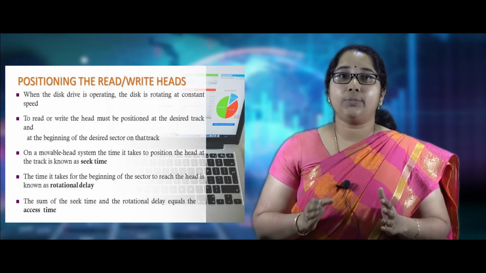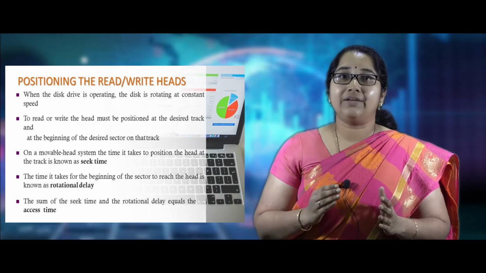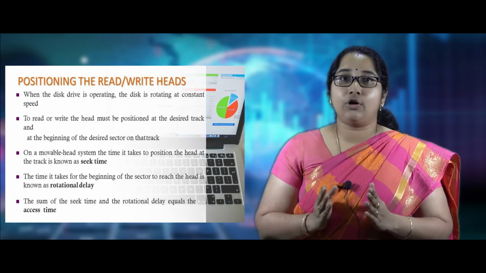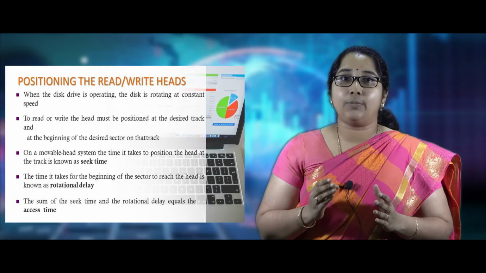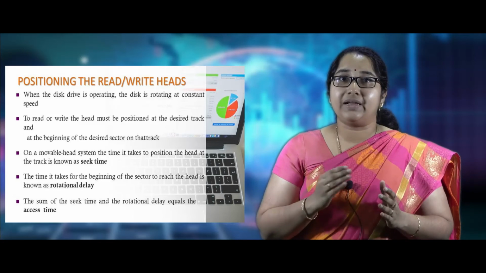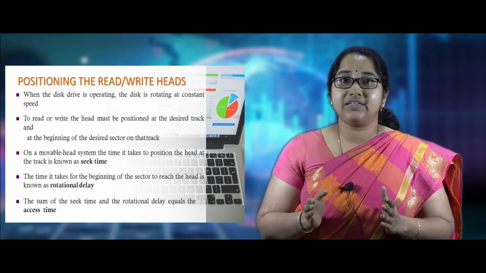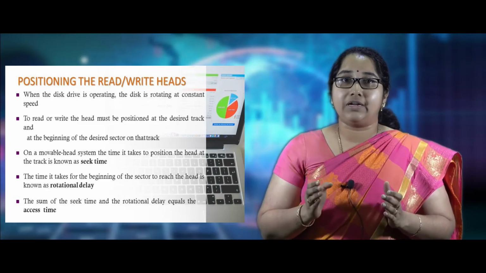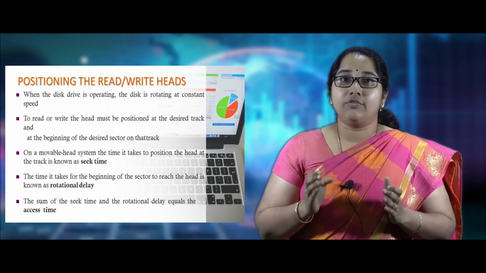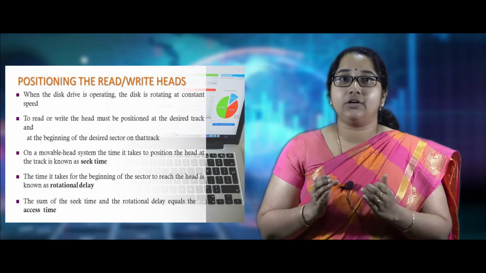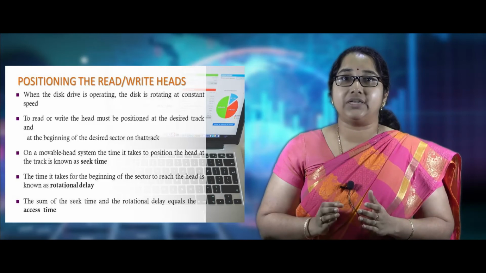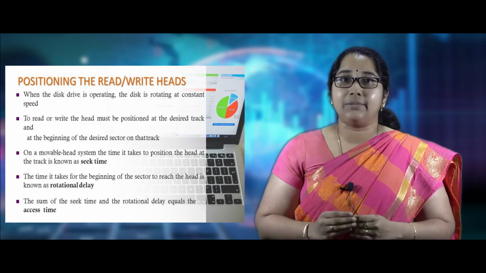Now let us discuss how to position a read-write head on a disk. Whenever a particular disk is being operated, it will be rotating at a constant speed. In order to read or write a particular information on a disk, it is required to place the read-write head on the disk at a particular desirable track in the beginning of a desirable sector of that track. In such cases, the time involved for that particular head to be placed in the desirable track is called as the seek time, and the time involved for the disk to rotate from the beginning of the sector to reach the head is called as the rotational delay. The sum of the seek time and rotational delay is the required access time of that particular disk.